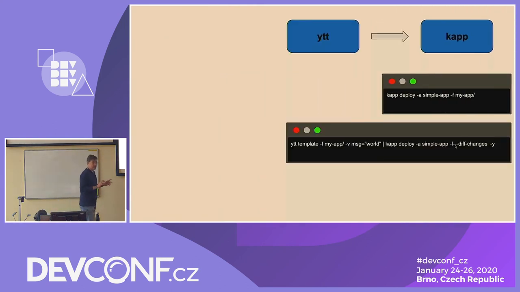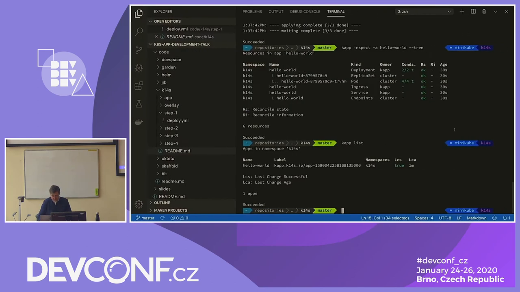Okay, so as I said, these are composable tools, so we can have a tool that will do templating. The template that you create can be fed into the deployment. So I can process my template and the result can be fed into the application deployment. That tool is called YTT.